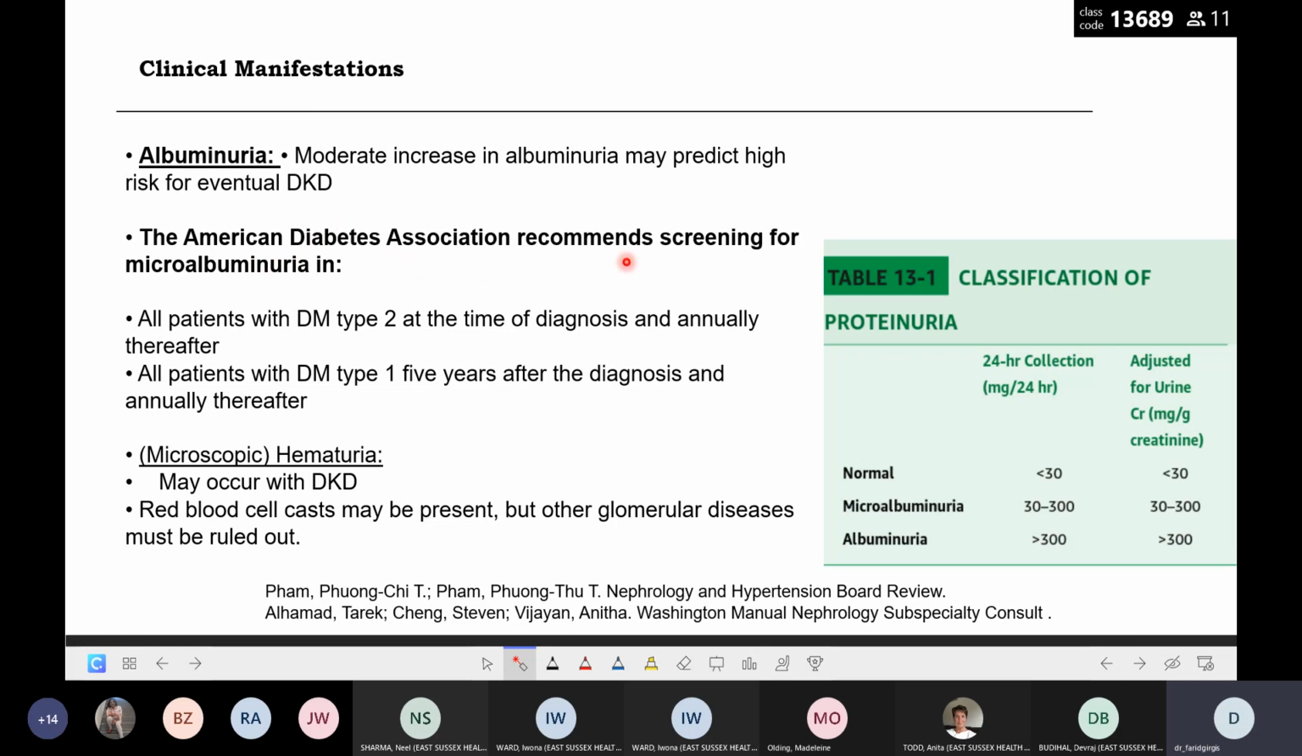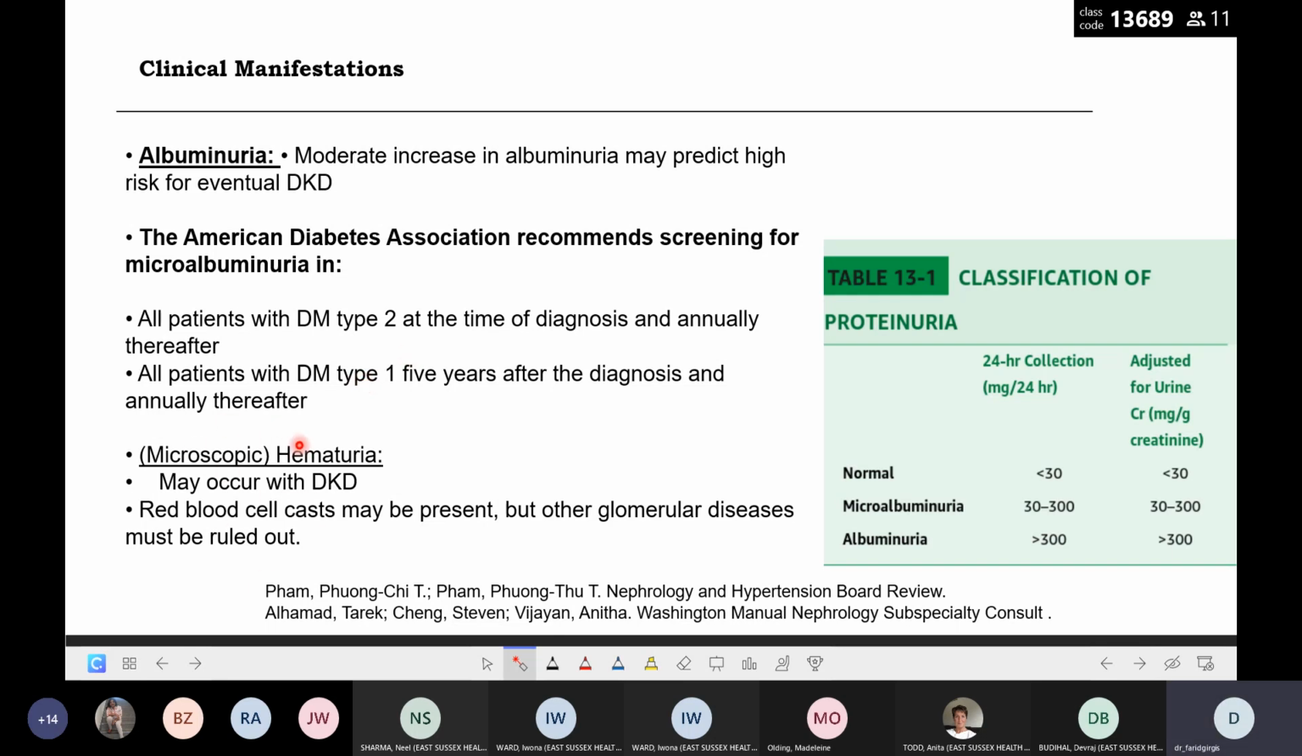The American Diabetes Association recommends screening for microalbuminuria in patients with type 2 diabetes at the time of diagnosis, and then every year after that, but for type 1 after 5 years and then annually. So why is this difference? As we know, usually we diagnose type 1 diabetes earlier than type 2. People with type 2 may have hyperglycemia and diabetes for a few years and present with the complications. For this reason, from the start for type 2, we check the proteinuria annually, but for type 1, we check after 5 years and then annually.